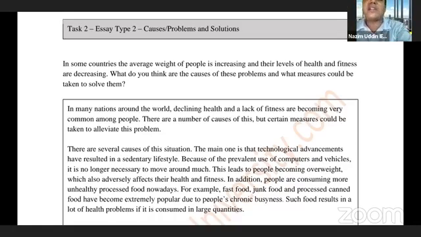Number two cause is that nowadays in urban or city areas, there is not enough scope to play any games or take exercise. People have to remain busy at their offices the whole day. When they come back to their homes, they have to relax, but they don't have much time for exercising. This is another cause. You can make other causes like that.